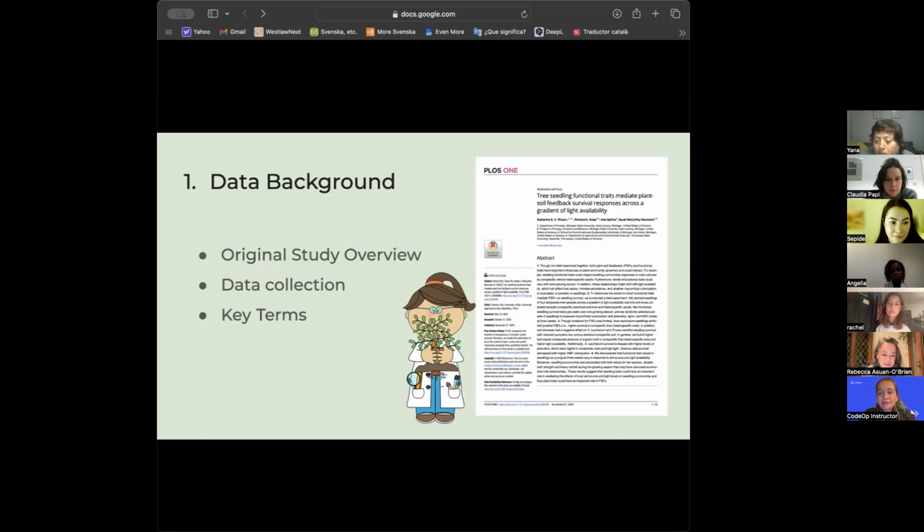Now, our goal was not to recreate the study, but we wanted to focus our findings on particular features of the trees, particular features of what they were exposed to, and answer the questions of what affected the seedling survival rates.